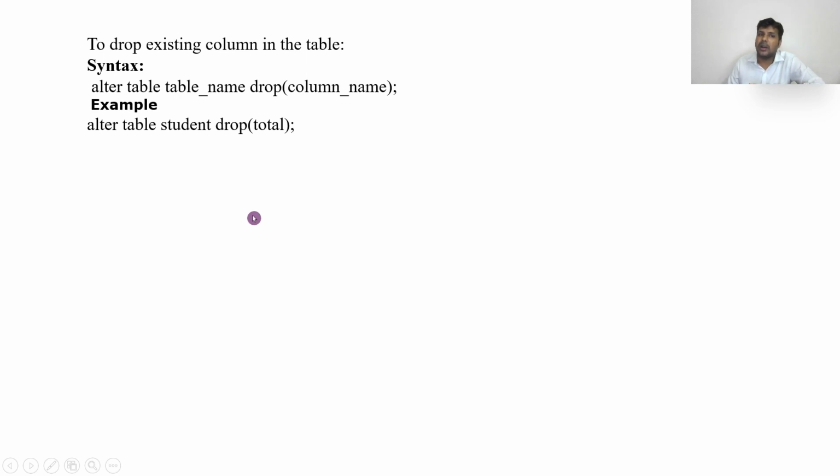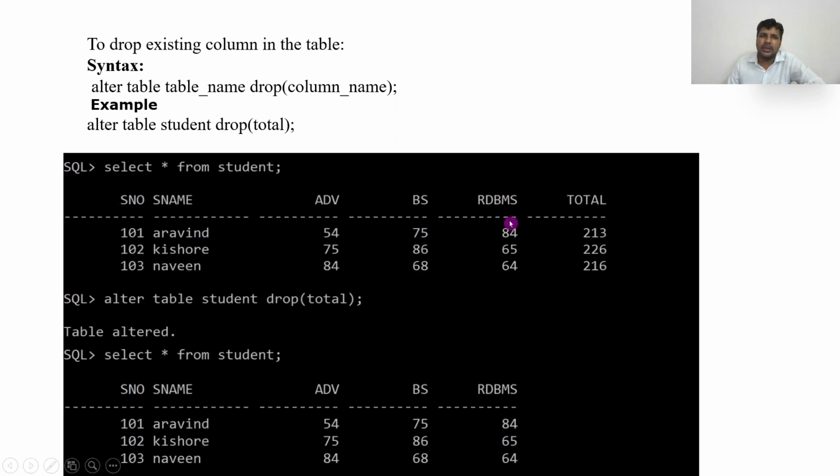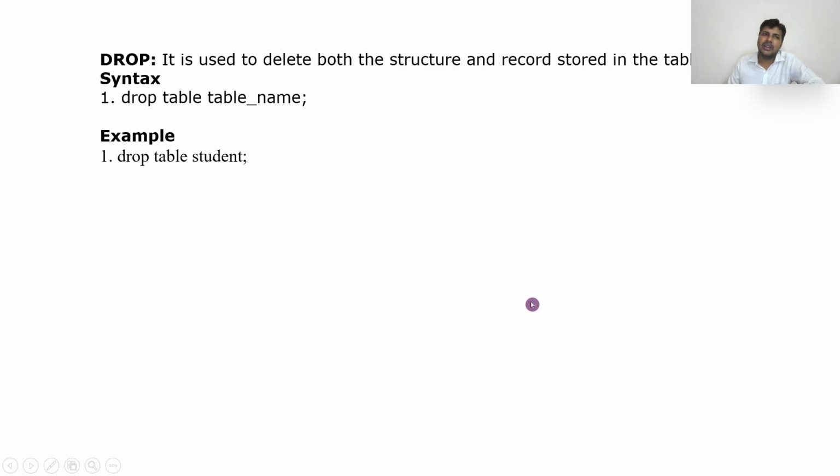Now drop. I don't want the column total now. So what I will do, just say alter table, table name, drop column name. Alter table student, drop total. Now I have a total column, right? So I will just say alter table student, drop total. Immediately see, table altered. When I say select star from student, now the total column is not there. So this is how we can alter: add, drop, and modify the table.